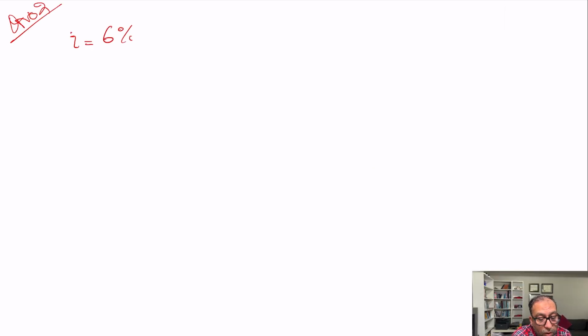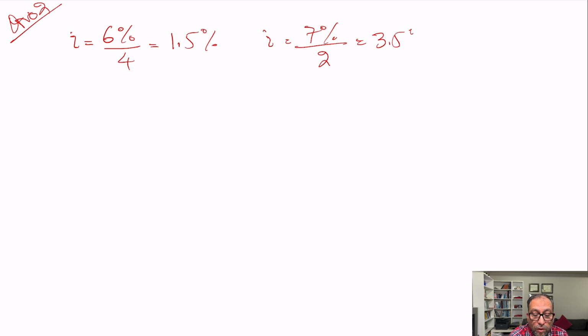6% divided by 4, because it's on a quarterly basis, which is 1.5%. The second I is for 7%, and it is semi-annually, so we can convert this into 3.5%. And then we have a monthly basis, 7.5 divided by 12, so it's going to be 0.625% on a monthly basis, right?